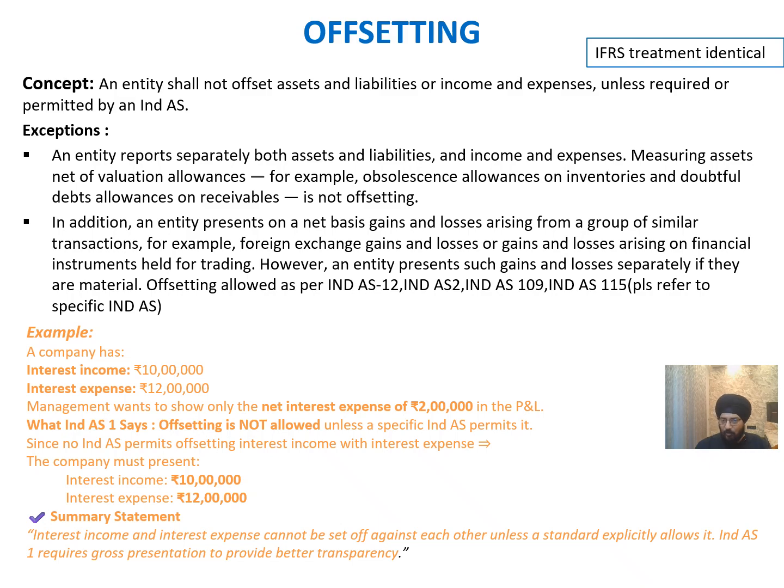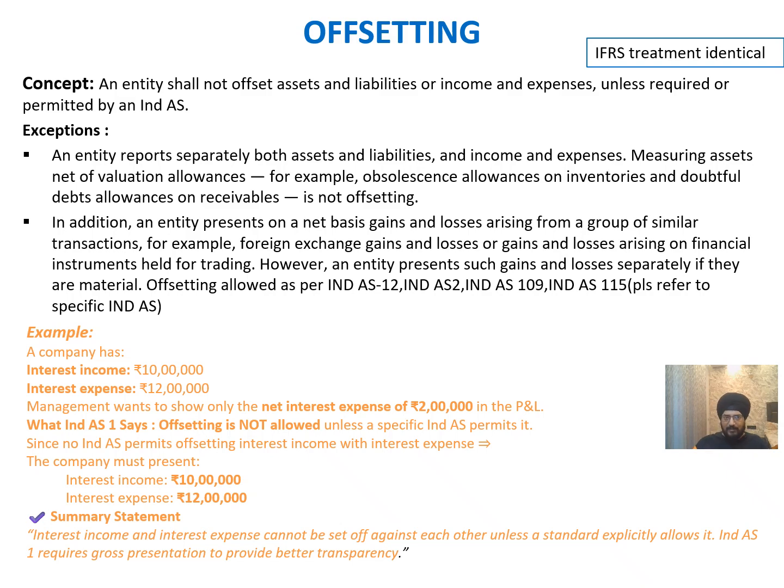So it has to be disclosed at the gross value for all the income, expenditure, assets, and liabilities. We have illustrated it with the help of an example. A company has an interest income of INR 10 lakhs and interest expense of INR 12 lakhs. Management wants to show only a net interest expense of 2 lakh. In the P&L, offsetting is not allowed unless a specific Ind AS permits. Since no Ind AS permits offsetting interest income with interest expense, separate disclosure is required for interest income and interest expense. This is to make sure of fair presentation of the financial statements and to bring better transparency to the relevant stakeholders.